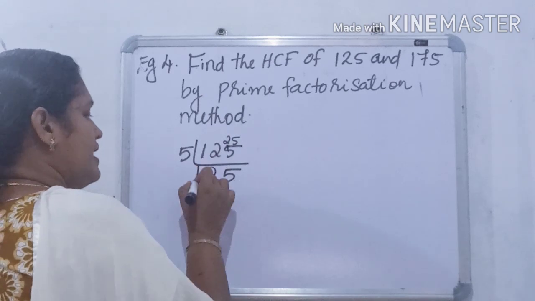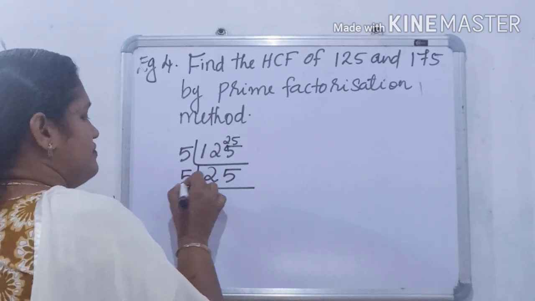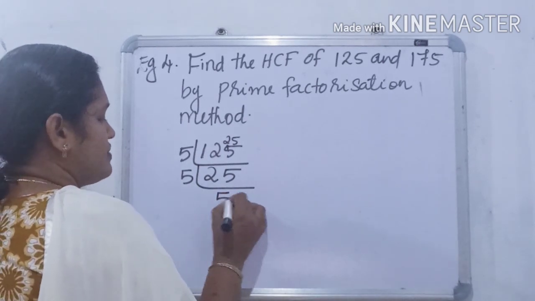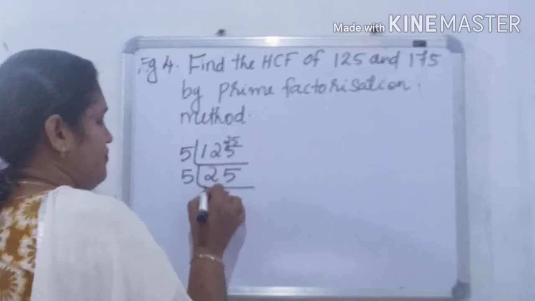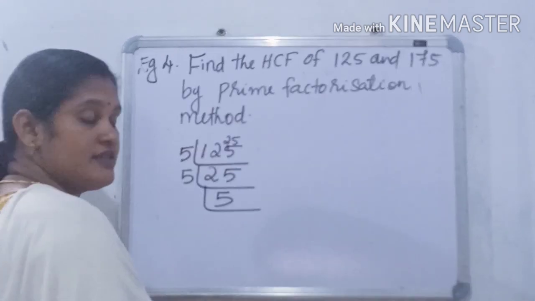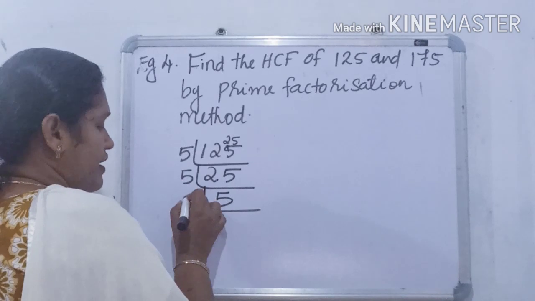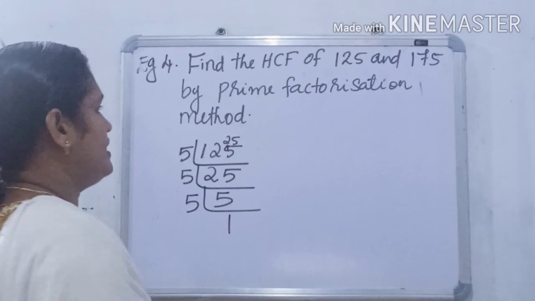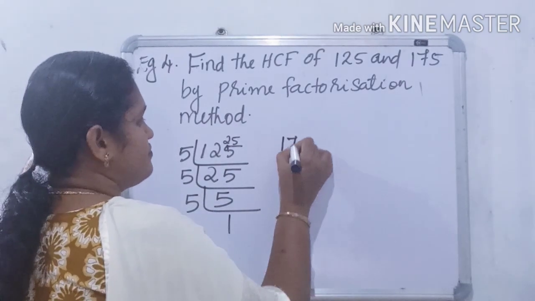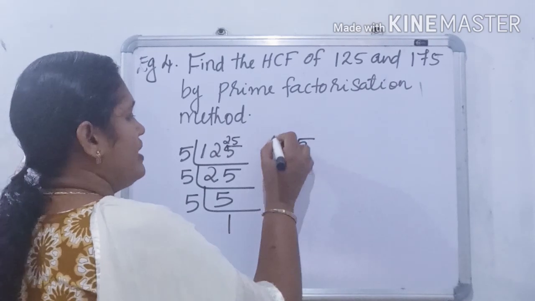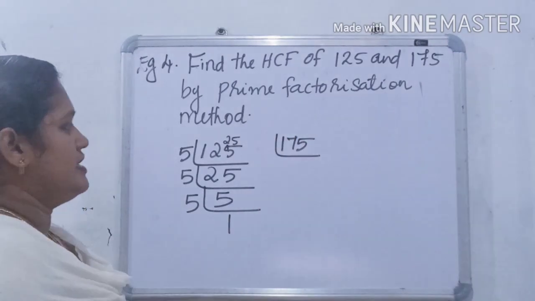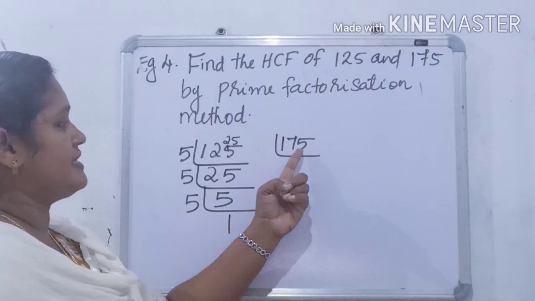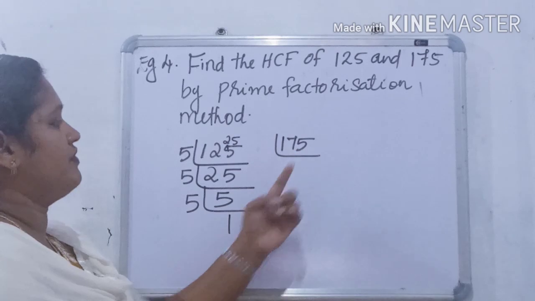It is divisible by 5. How many 5's are there in 25? 5 5's are 25. Again 5 is divisible by 5. Okay. Then 175. 175 is an odd number, but it is divisible by 5 because its units place digit is 5.